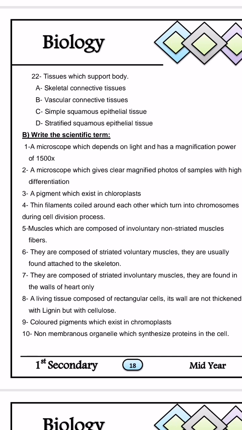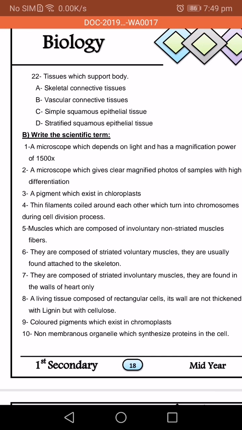The next question, write the scientific term. Number 1. A microscope which depends on light and has magnification power of 1500x. The answer is light microscope. Number 2. A microscope which gives clear magnified photos for samples with high differentiation. The answer is electron microscope. Number 3. A pigment which exists in chloroplast. The answer is chlorophyll. Number 4. Thin filaments coiled around each other which turn into chromosomes during the cell division. The answer is chromatin.